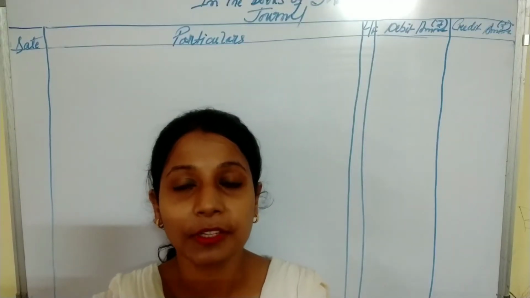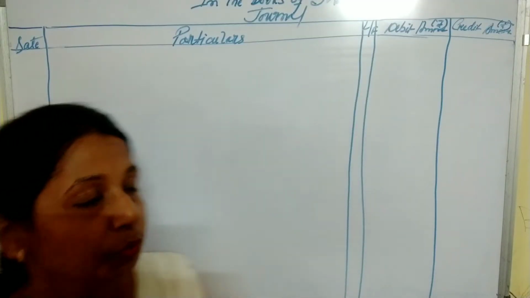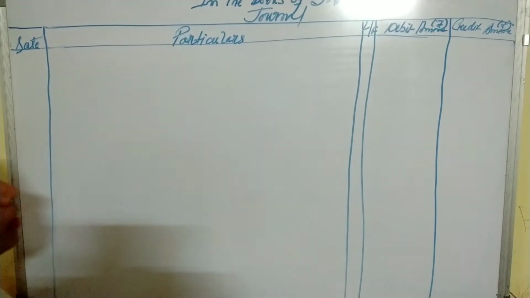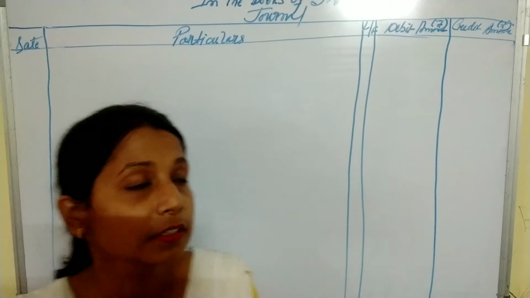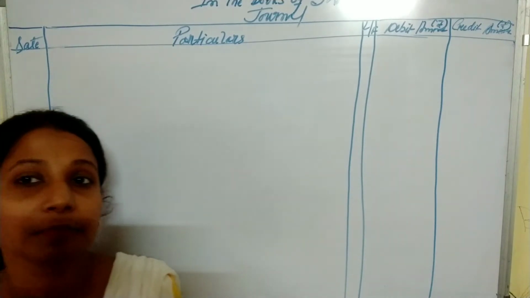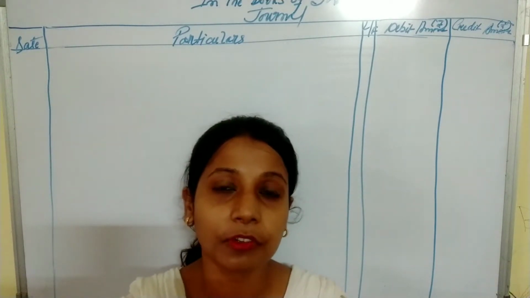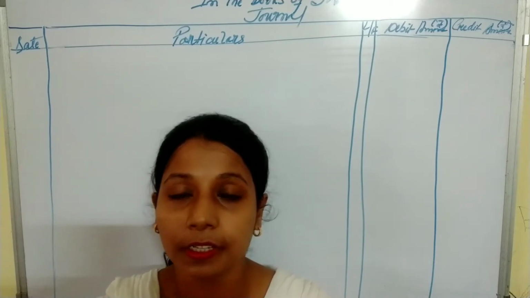This is the format of our journal. So you know well the format of the journal. In the first column, we are required to write the date, and then particulars, then ledger folio, then debit, and then credit.